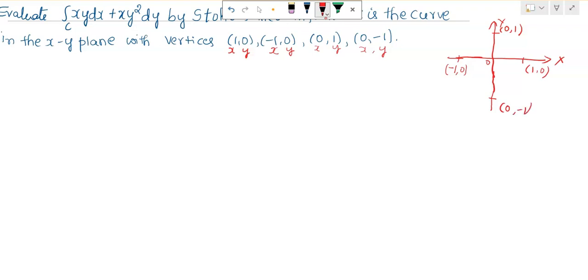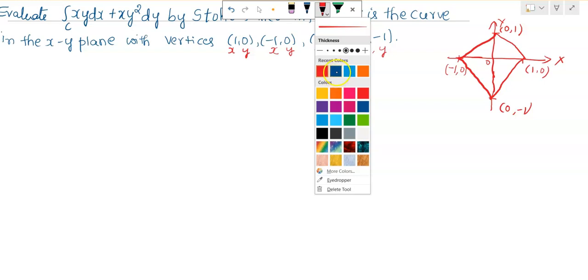We have to join the points. Yes, we got a diamond shape. This is our curve. Next, let me deal with the problem based on Stokes' theorem.